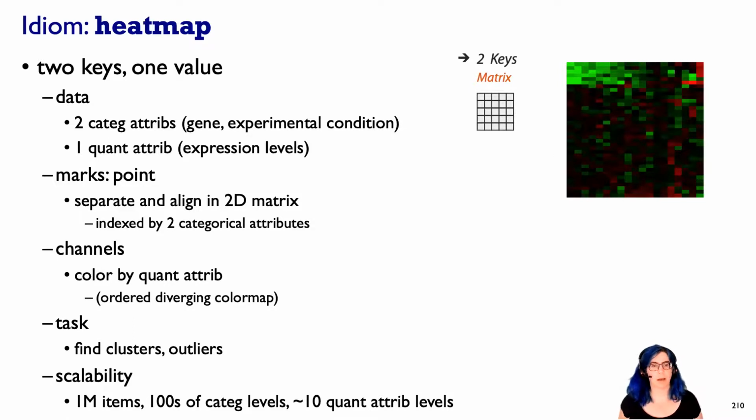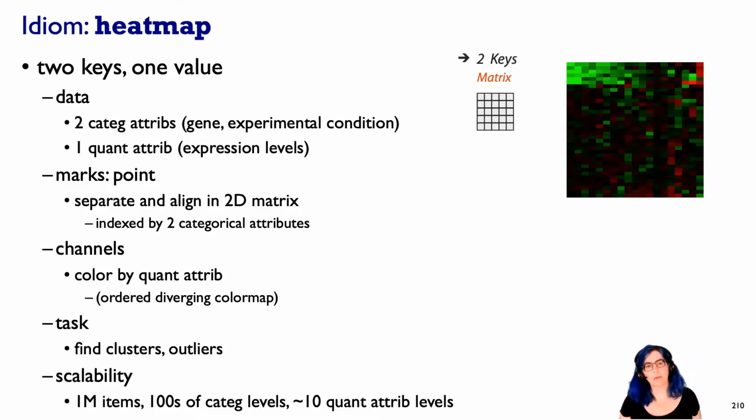So in this case, we can have a classic biological example. These are heavily used in biology, where one of the categorical attributes is a gene, the other is an experimental condition. And then the measured amount of proteins that the gene makes, what's called an expression level, is the quantitative attribute. So structurally, what is happening here is we have a bunch of marks, and these are being separated and aligned not in one dimension in a linear list, but in two dimensions into a matrix style layout. So you are then able to index into this matrix according to each one of these keys.